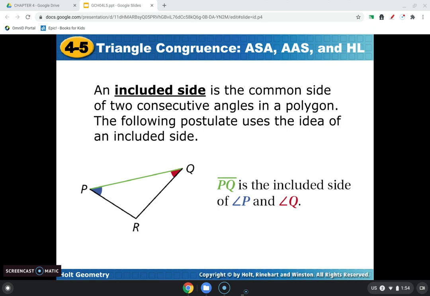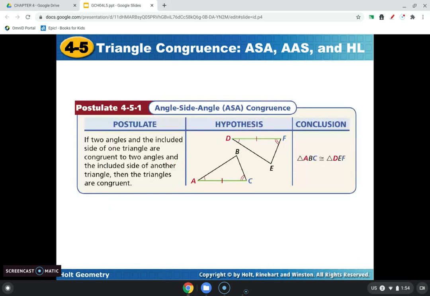Geometry lesson 4.5, continuing proving triangles congruent. Today we're going to talk about three more theorems for that. All right, much like an included angle, an included side is a common side of two consecutive angles in a polygon. So PQ is included between angle P and angle Q. So that leads us to our next one.